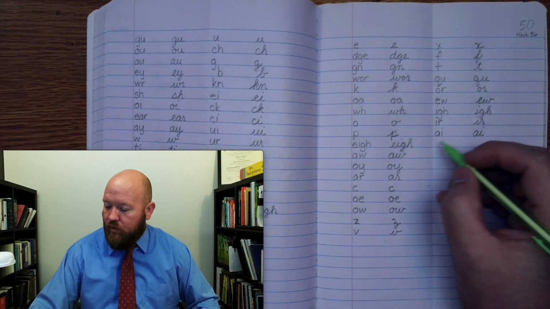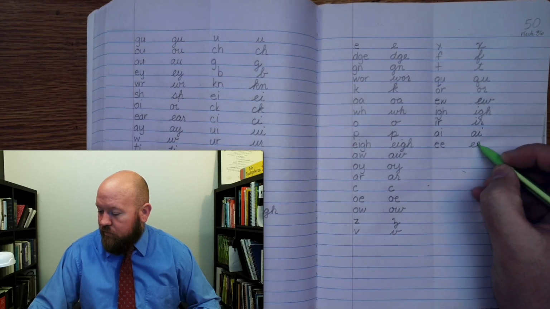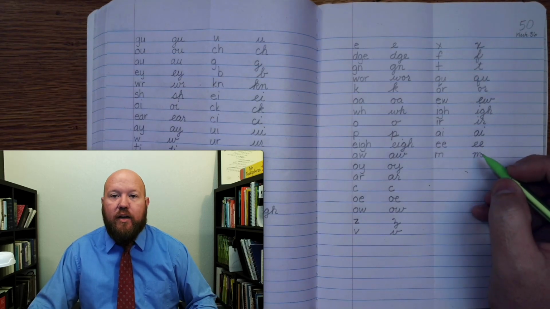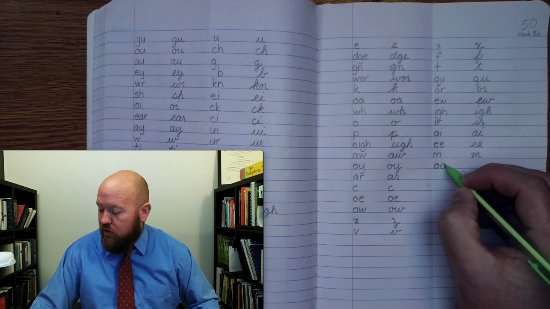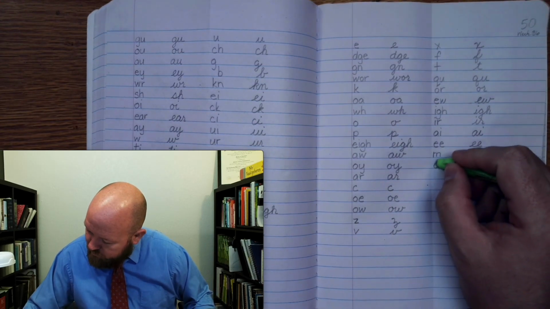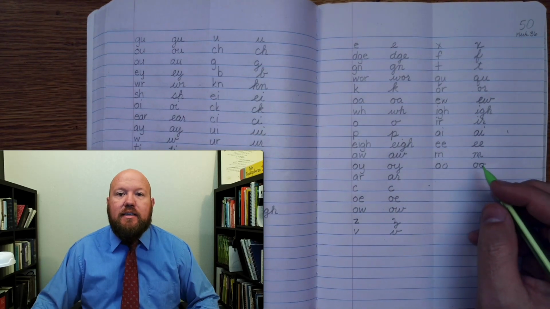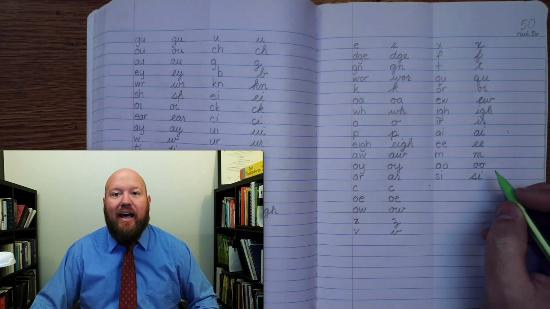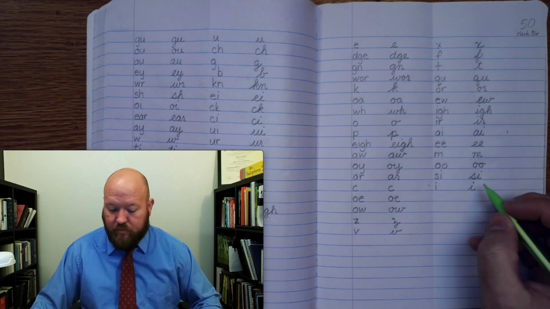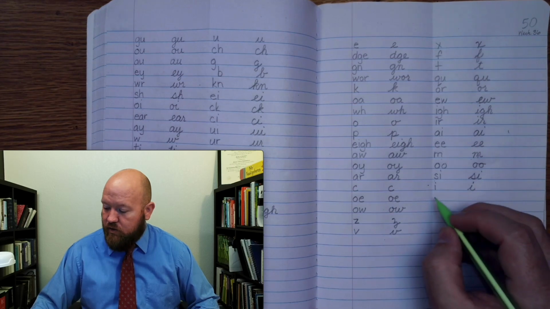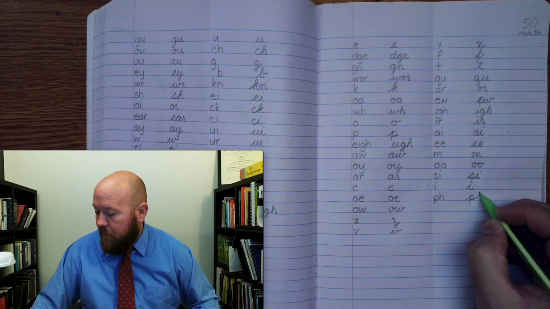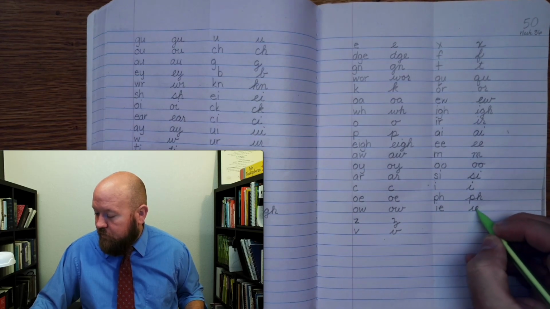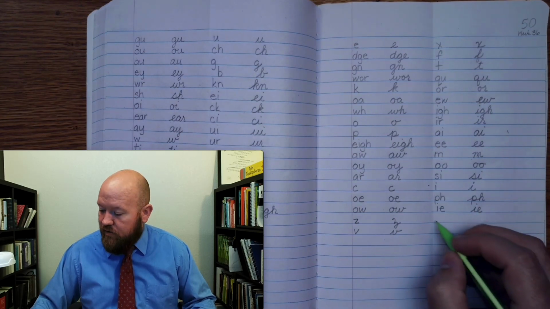Next one. E. Next one. Mm. Next one. Sh, Zh. Next one, I. Next one, two letters. Next one, E, I, I. And the last one, ung.